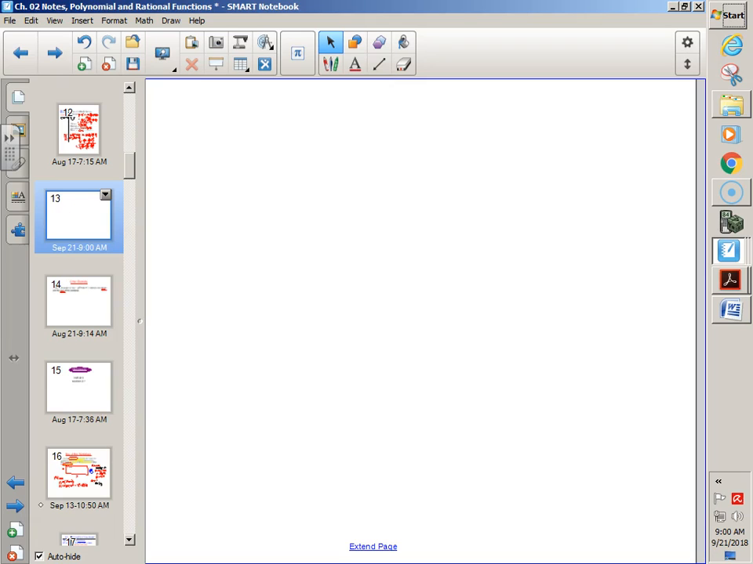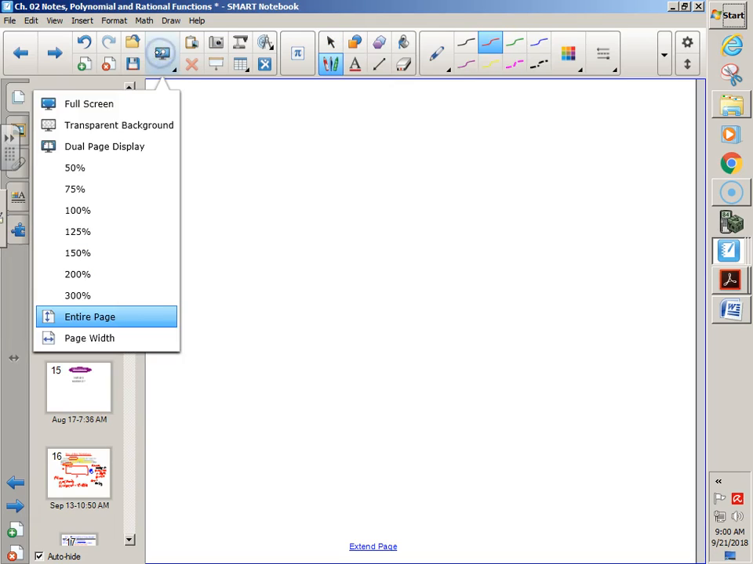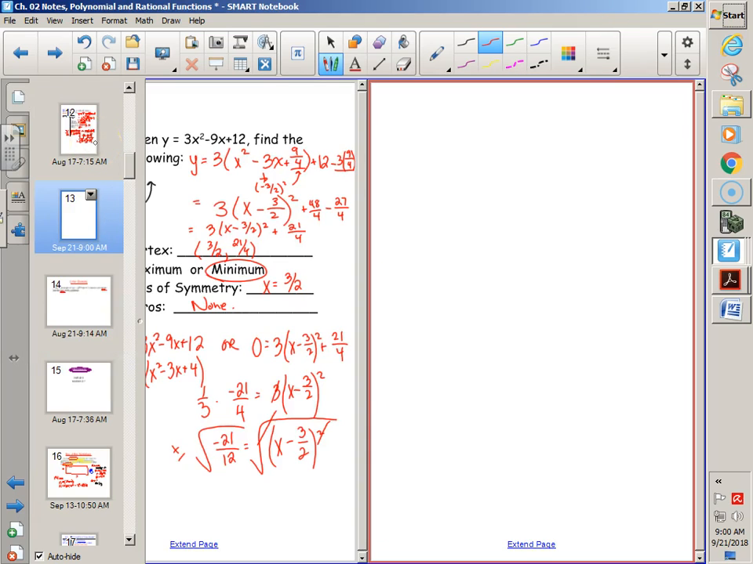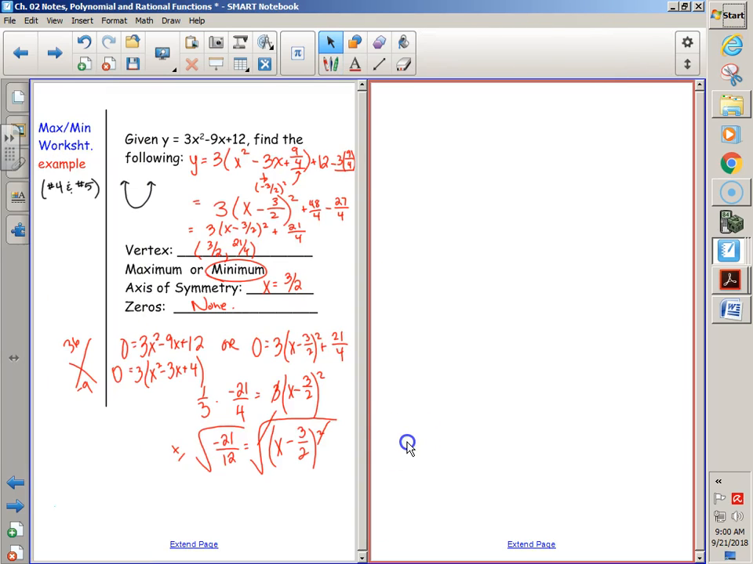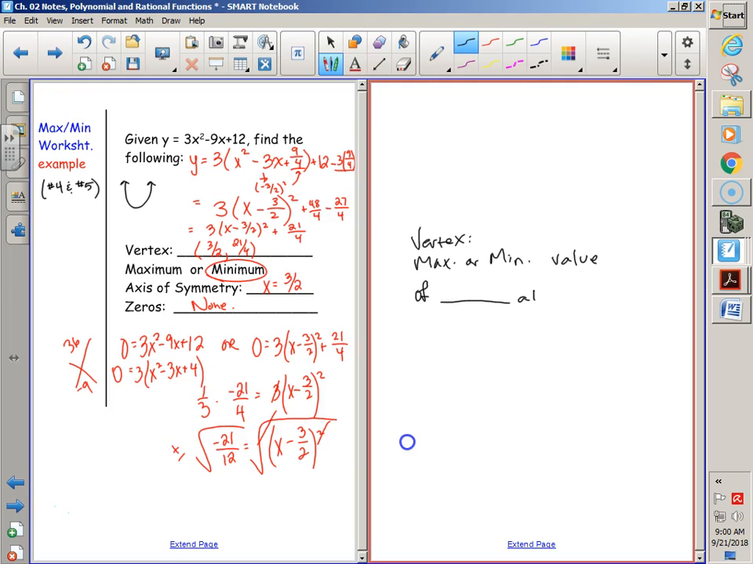So on those bottom problems, 4, 5, 6, and 7, let me go ahead and dual page it with that example that we did at the end of yesterday, because they ask for the answers a little differently than I showed you. So I think they do ask for vertex, right? Then they do ask for something to the effect of max or min, right? Then they say a max or min value of at. That's where it gets weird, right?